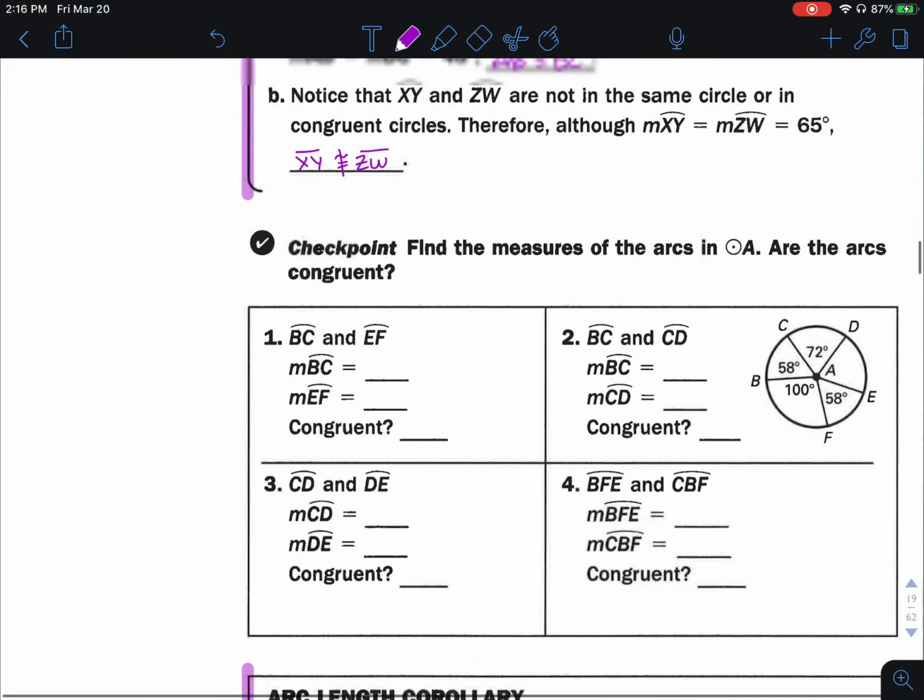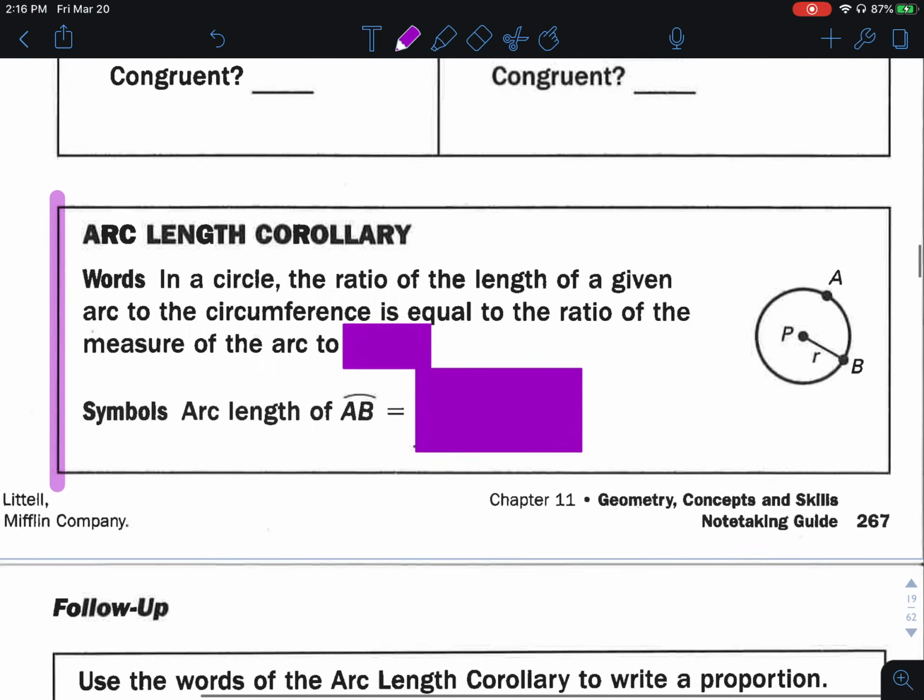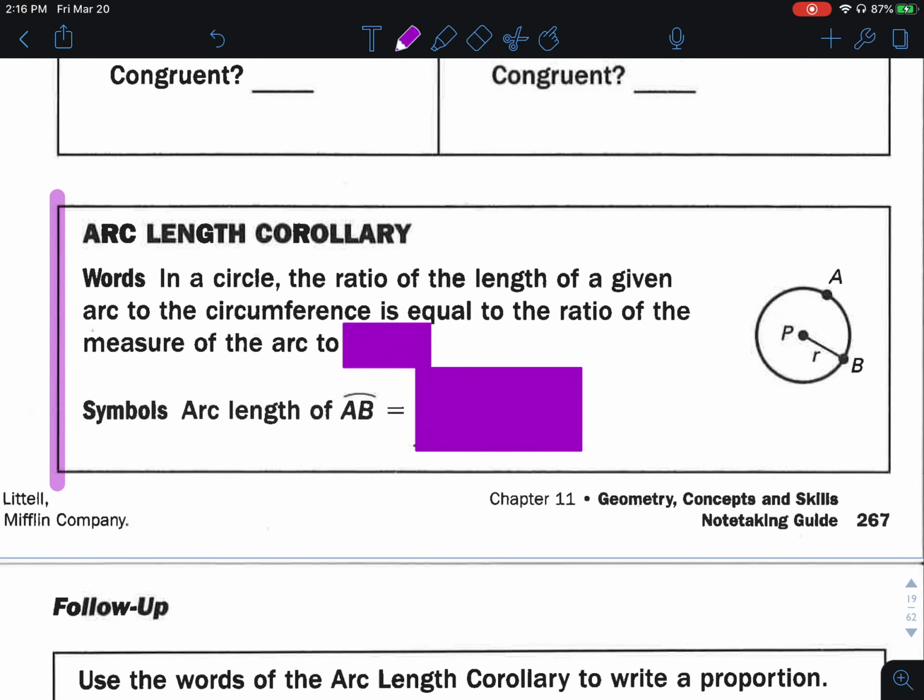Let's go down to the arc length corollary. So in a circle, the ratio of the length of a given arc to the circumference is equal to the ratio of the measure of the arc to 360. So we're going to put these words into a smaller formula.